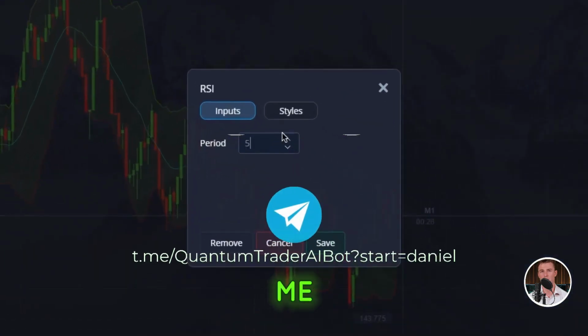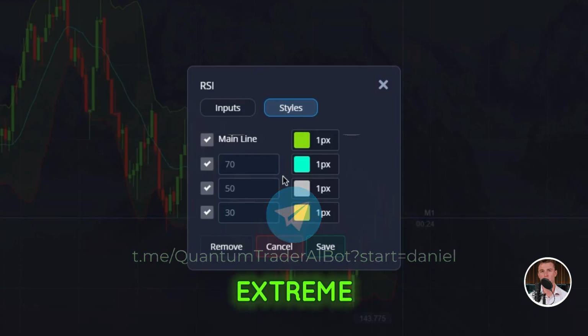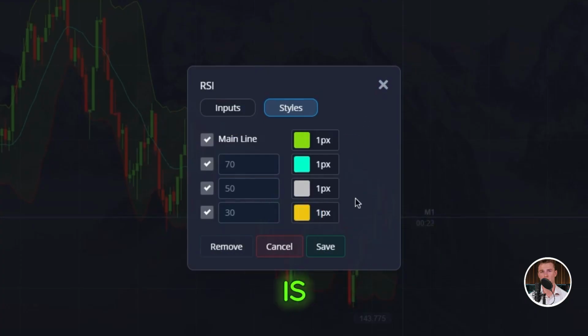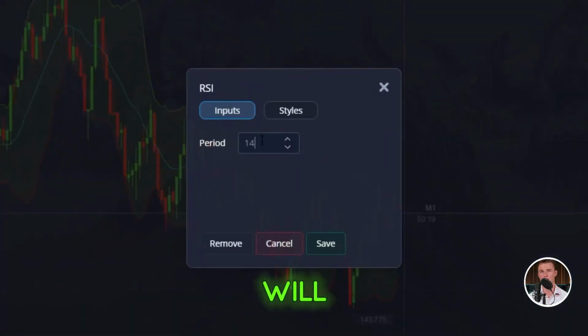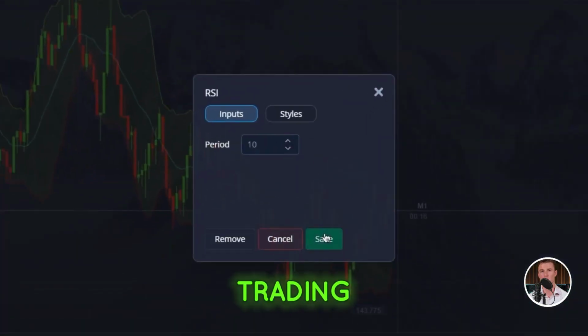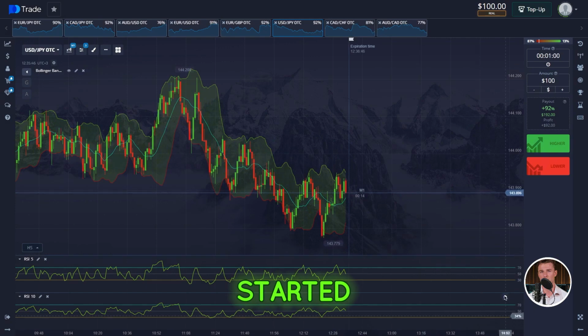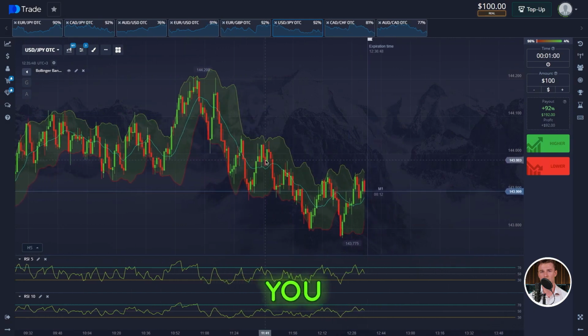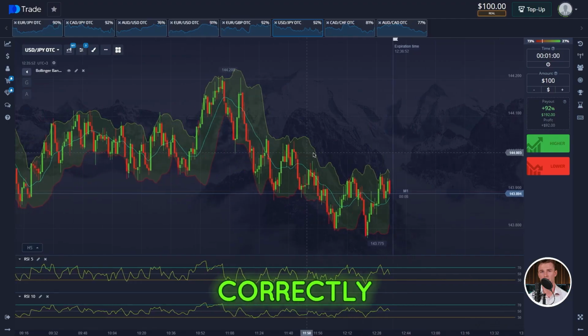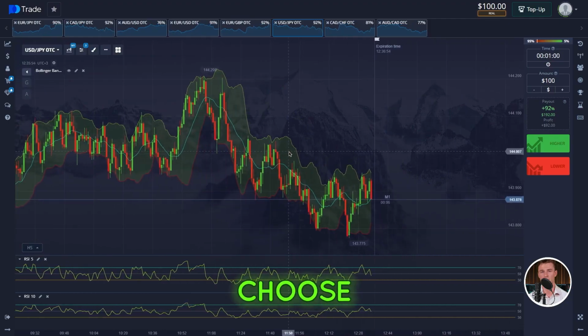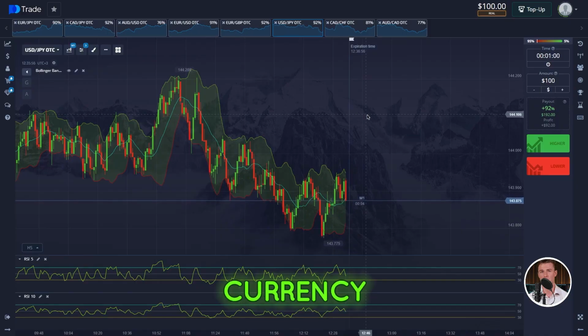for me. We will win back from the extreme points, that is, local highs and lows, as well as technical analysis, will be present in our trading. Actually, let's get started. In the course of my trading, you will understand how to work with this strategy correctly. And let's choose the first currency pair.